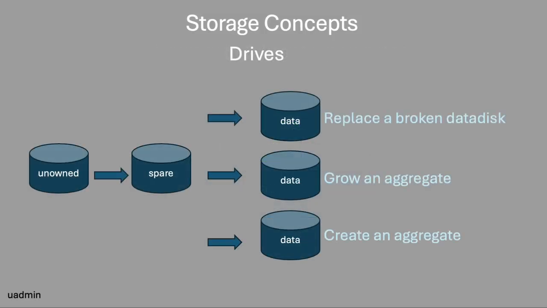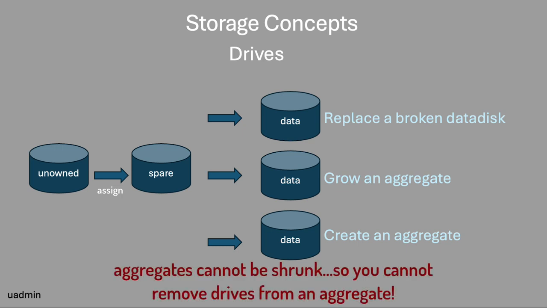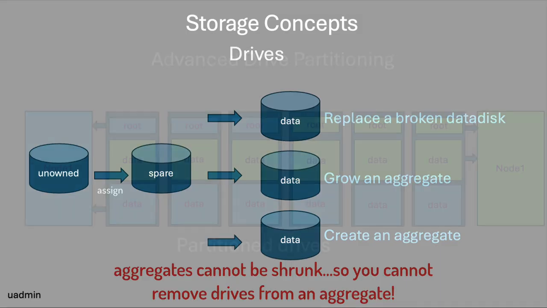By the way, the natural state of being of a drive flows from being unowned to spare when it's assigned to a controller, and a spare will turn into a data disk when it replaces a failed drive in a RAID group, or when it's used to create a brand new aggregate or grow an existing aggregate. There's one very important note to be made here. When you add a disk to an aggregate, you better make sure that it's really what you want, because you will never be able to remove the drive from the aggregate other than destroying the aggregate completely.